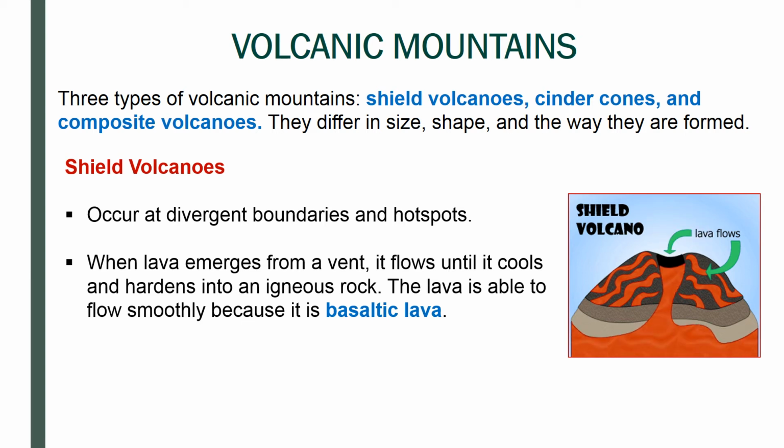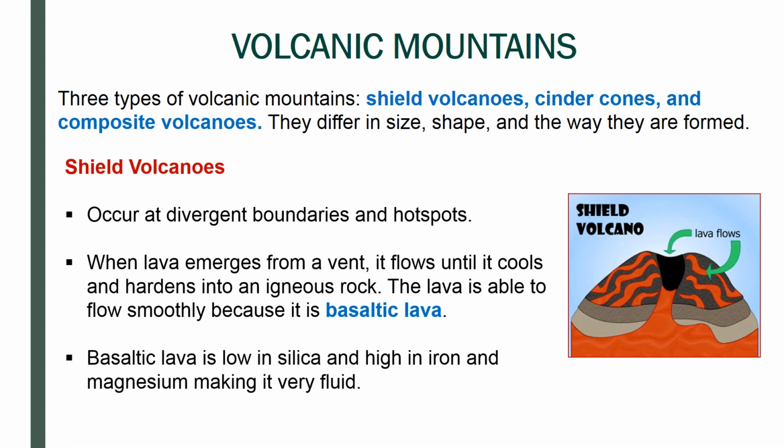And the lava is able to flow smoothly because it is basaltic lava. And keep that in mind. If the lava is able to flow smoothly, it is a basaltic lava, because basaltic lava is low in silica and high in iron and magnesium, which make it very fluid.